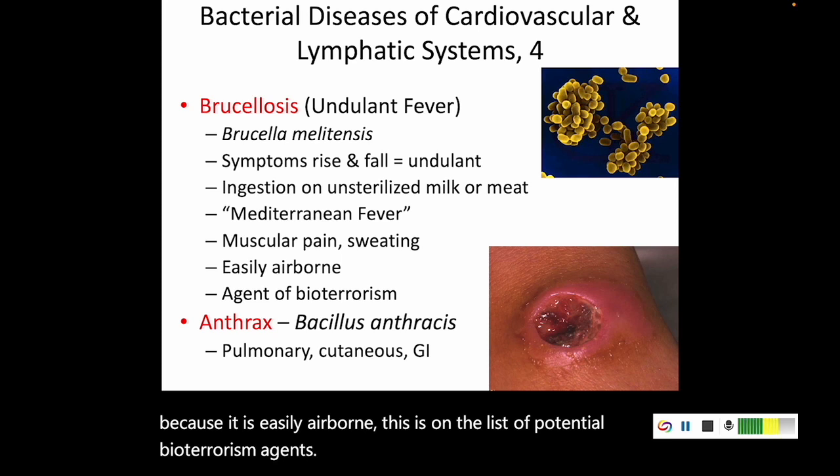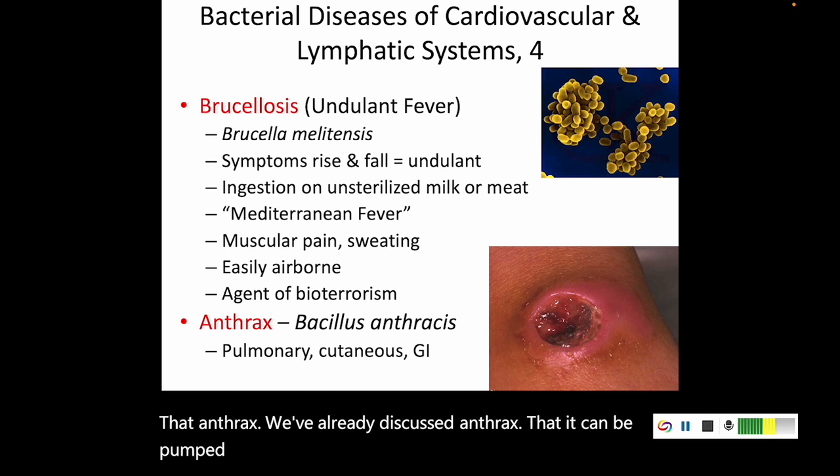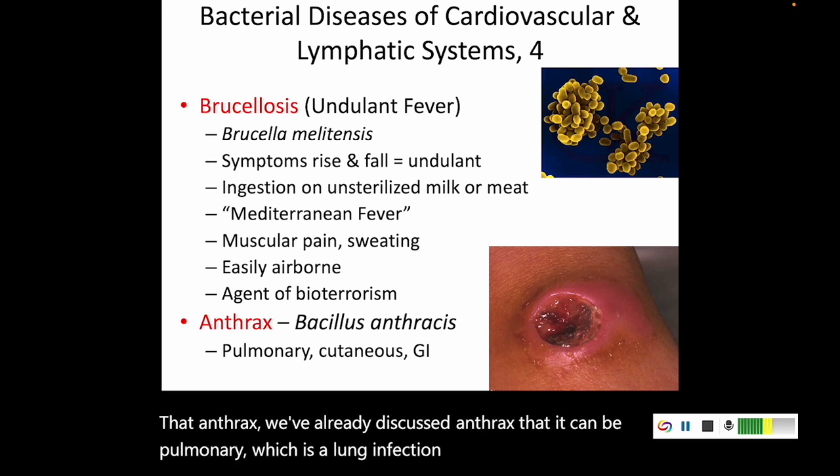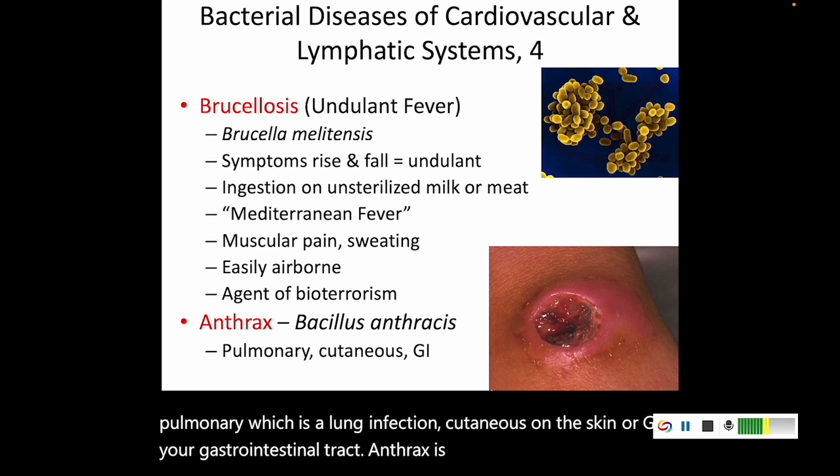Then anthrax, we've already discussed anthrax, that it can be pulmonary, which is a lung infection, cutaneous on the skin, or GI in your gastrointestinal tract. Anthrax is caused by Bacillus anthracis.